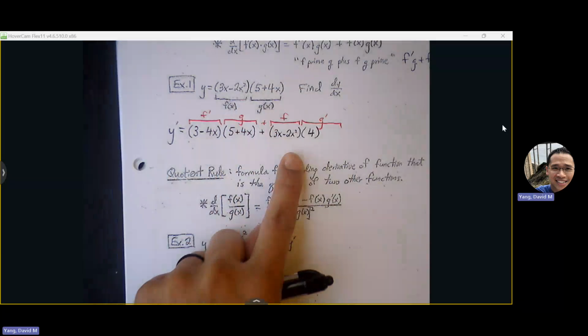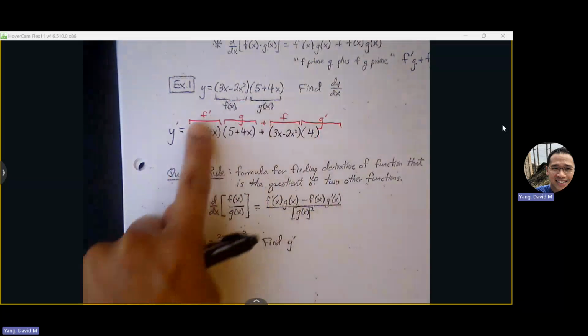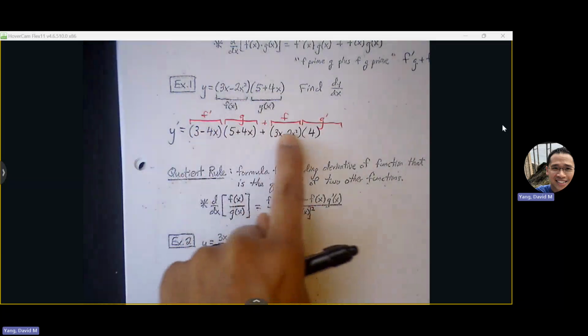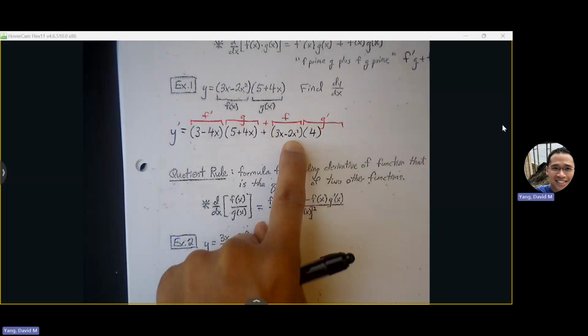And again, a derivative is just a slope formula for whatever this curve looks like. Whatever this curve looks like, this y prime is doing the job of describing how the slope is changing at every single point on this curve.